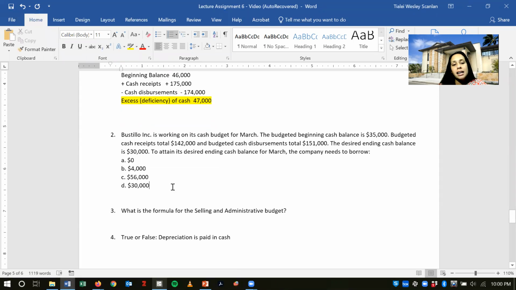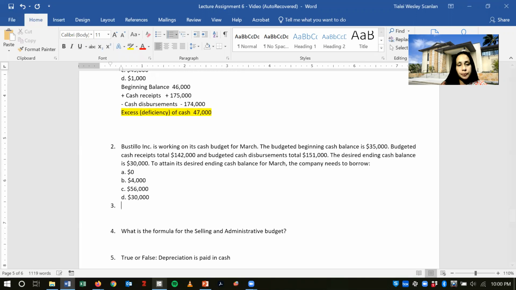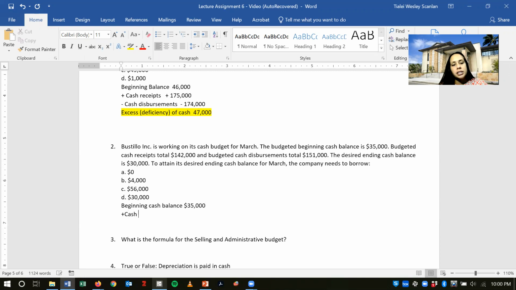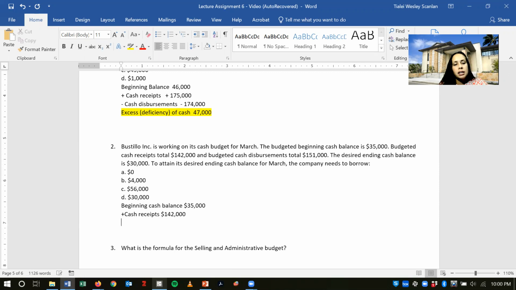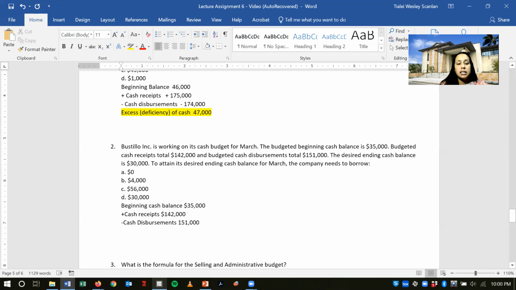Basilio is working on its cash budget for March. The budgeted beginning cash balance is $35,000. So we can use the same formula. Balance $35,000. Budgeted cash receipts. Add our cash receipts is $142,000. Subtract our cash disbursements, $151,000. The desired ending cash balance is $30,000.